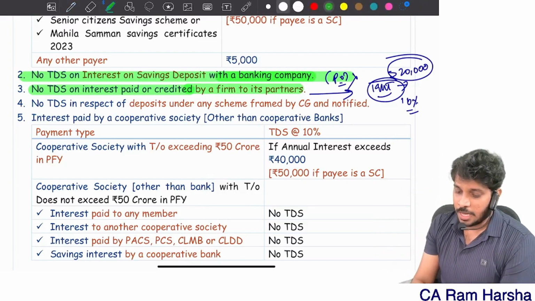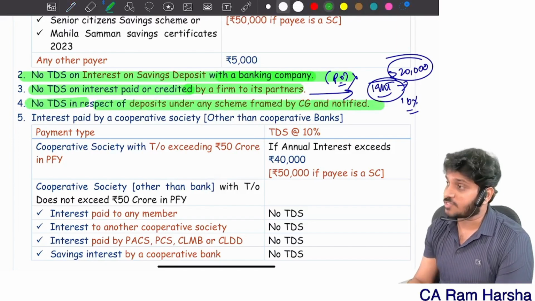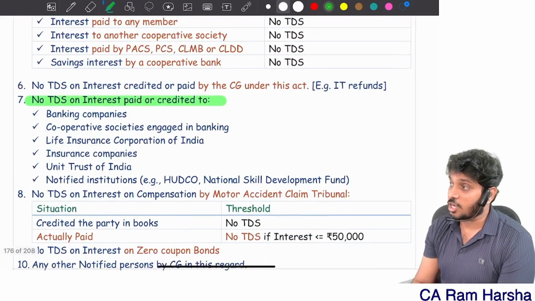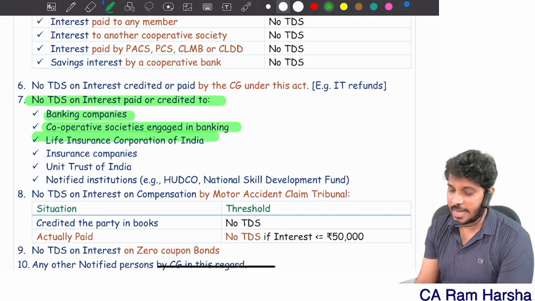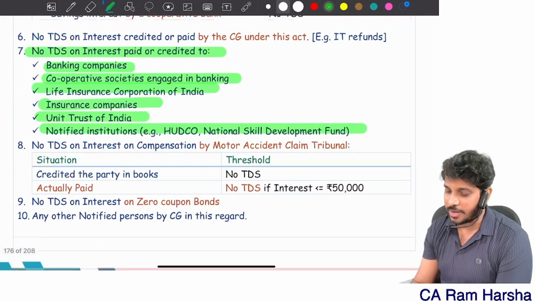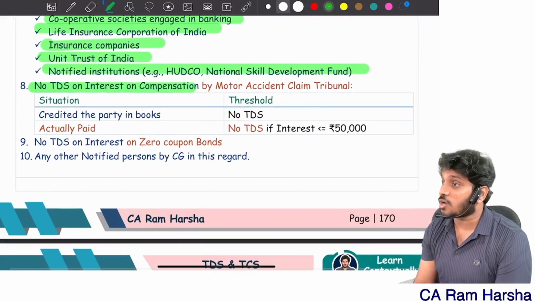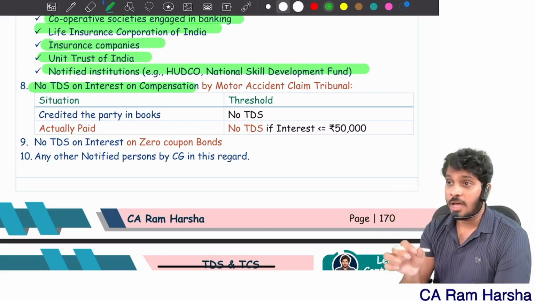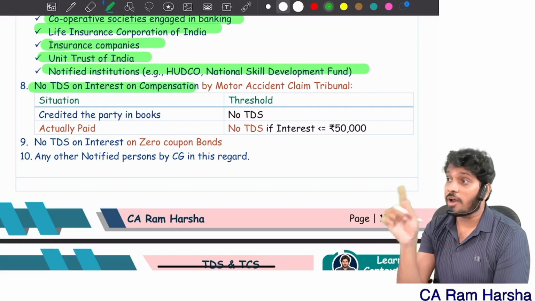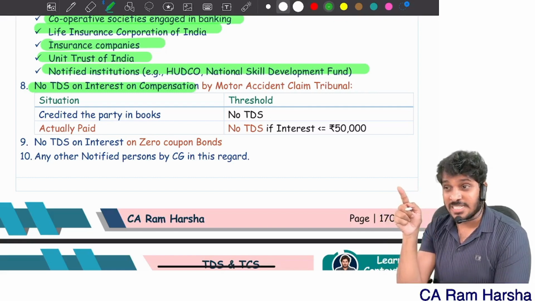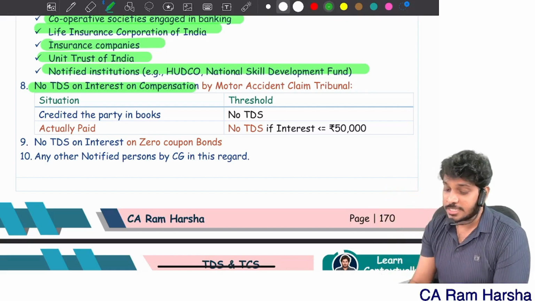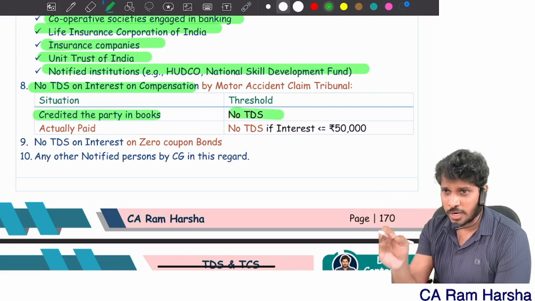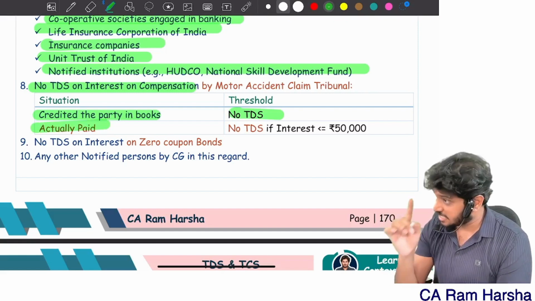Yes or no? No TDS for deposit schemes of central government. Next, no TDS if you are paying interest to banks, society, LIC, insurance company, Unit Trust of India notified. No TDS on interest on compensation paid by an insurance company under the Motor Accident Claims Tribunal. If the insurance company is just recognizing interest expenditure in the books only, no TDS. But if they are paying, yes, TDS applies.